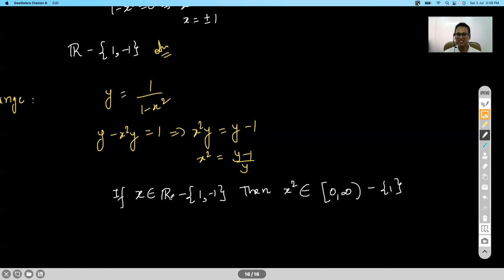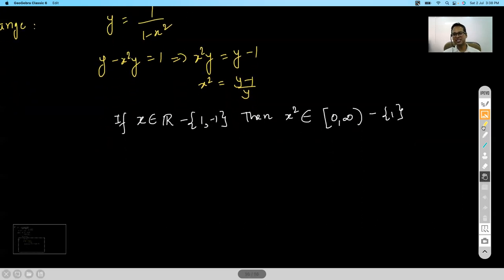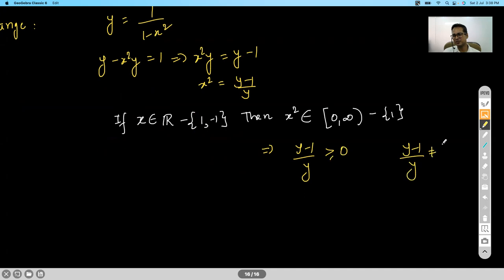Why 0 to infinity? Because you're squaring a real number, so your answer should be greater than or equal to 0. But you can't have 1, because your x is not 1 or minus 1, whose square happens to be 1. So you can't get 1 from your squaring. Now, what does it mean? It means (y minus 1) by y is greater than or equal to 0 and cannot be 1. This guy cannot be 1, but this is always true, because this anyway cannot be 1.